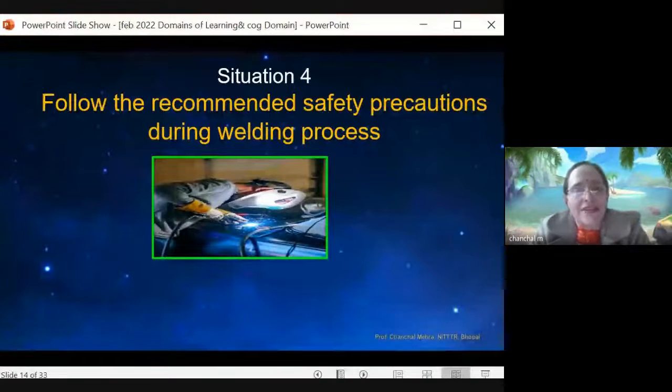Now this is the second situation. First was to carry out the welding. Now I have changed the situation: follow the recommended safety precautions during the welding process.